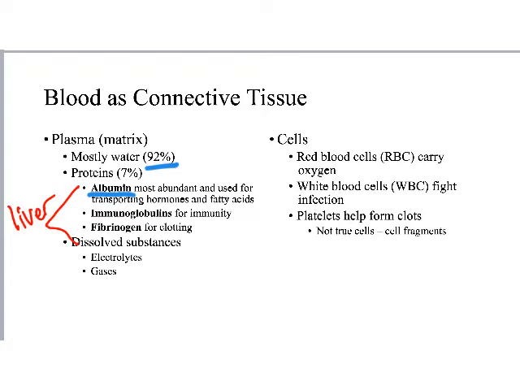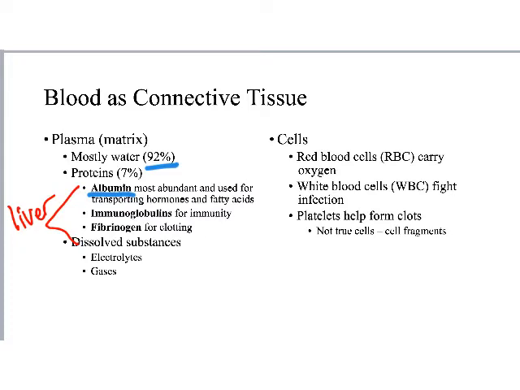Okay, so besides water and proteins, there's also other dissolved substances like sodium and potassium and calcium and magnesium, and gases like oxygen and carbon dioxide. So those are all floating around. We would consider all of that part of the plasma, because the plasma is everything minus the cells.